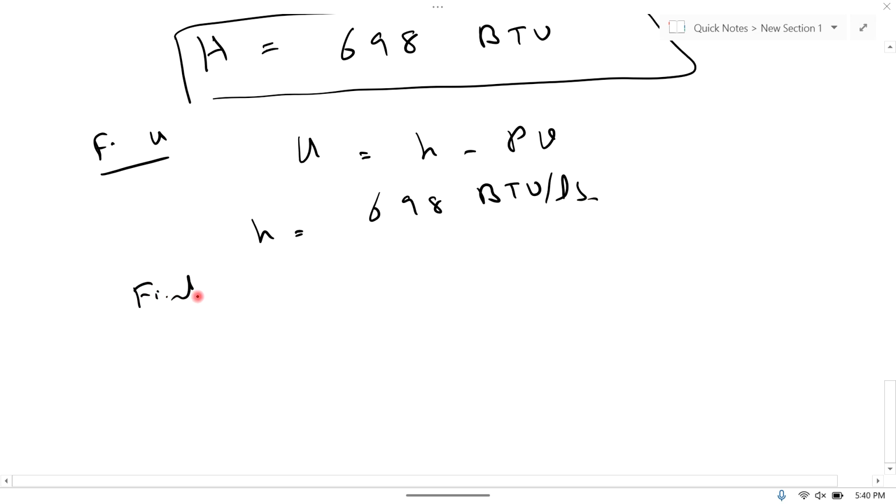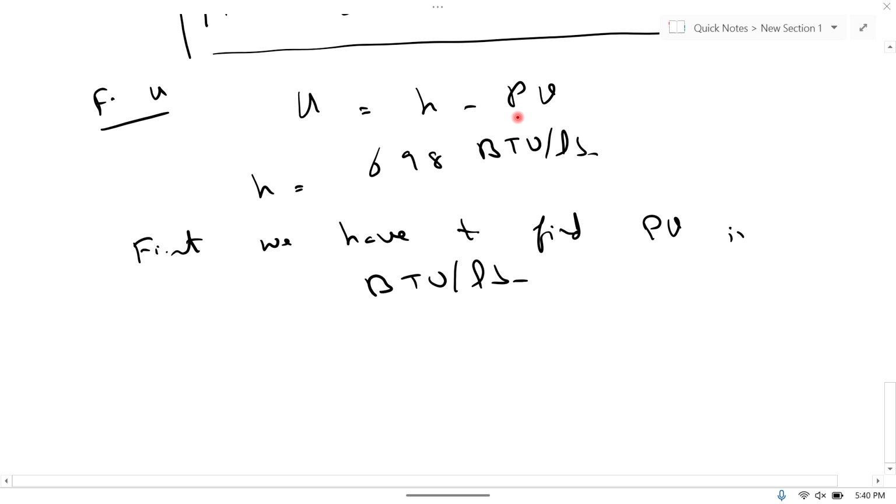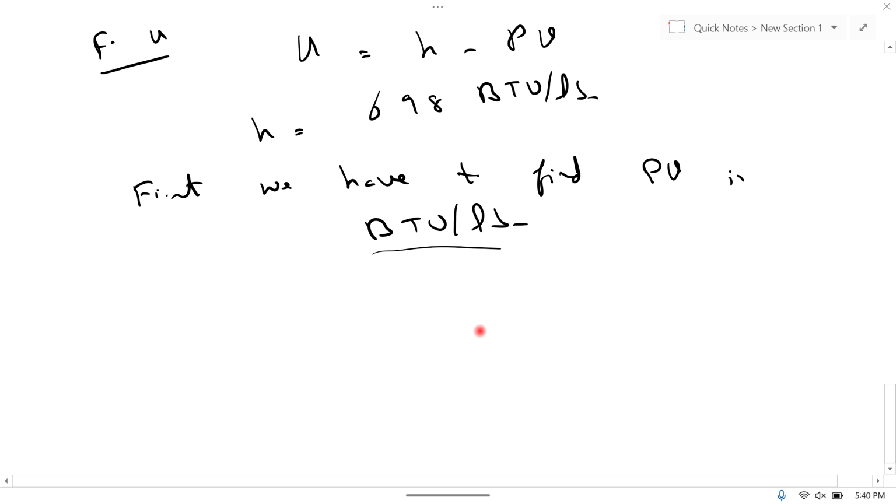First we have to find the PV term in BTU per pound mass. If we directly put the values in PV, the unit will not be BTU per pound mass. Therefore, first priority is to find this in BTU. So the formula for PV in BTU per pound mass is pressure, in psia.